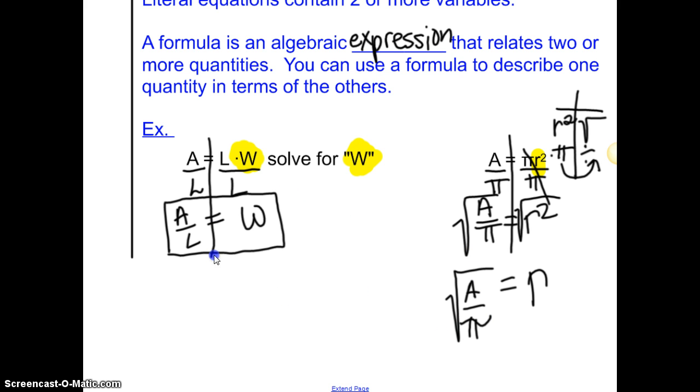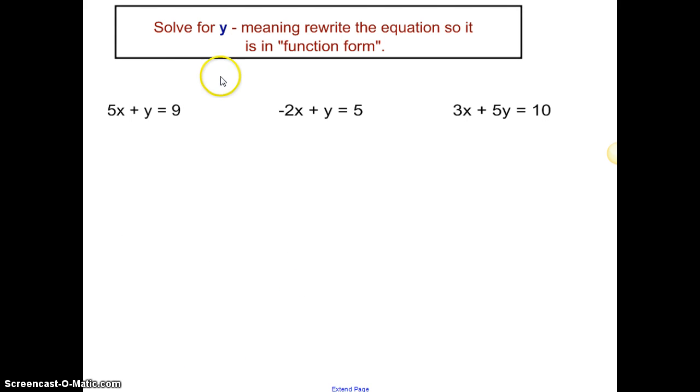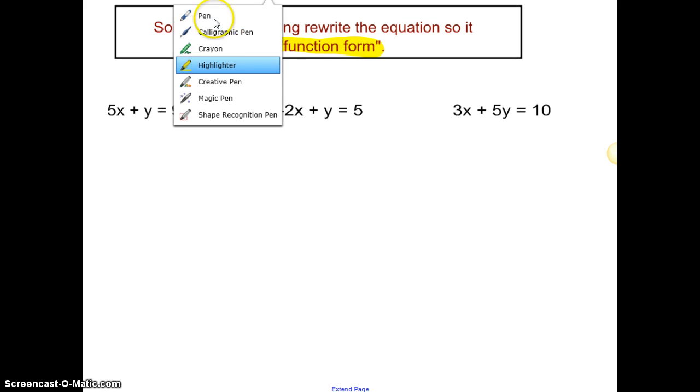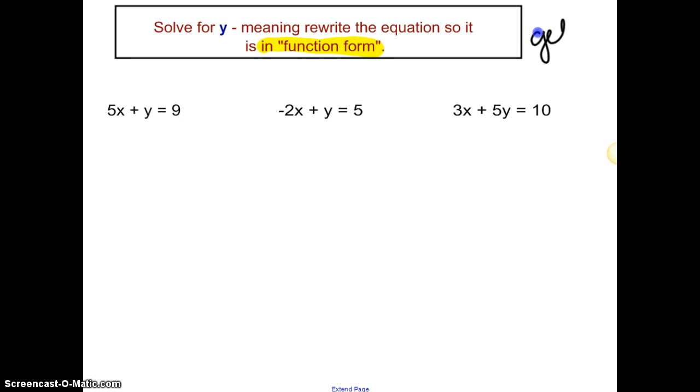So today, when you come into class tomorrow, I'm going to have you try a couple of those. Then these. Solve for y, meaning rewrite the equation so it is in function form. Write this down because there's a vocabulary right there too that you will see often. You need to know, what does it mean to be in function form, because that's exactly how they'll ask you. And what that means is you get y by itself. So if you want to make a little thought to yourself, get y by itself. That's your goal. So we're going to do a couple. I'll walk through them all and you can choose.